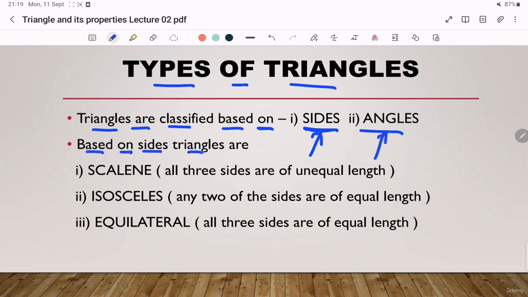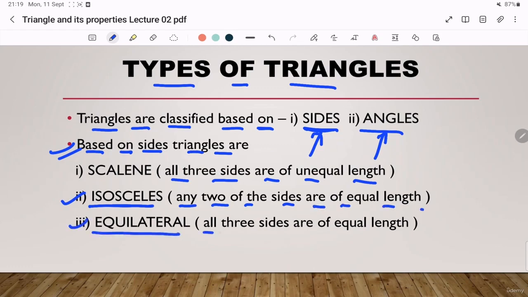Based on sides, triangles are: first is scalene triangle. All three sides are of unequal length. Second is isosceles triangle. Any two of the sides are of equal length. Third is equilateral triangle. All three sides are of equal length. Now let's see what is scalene triangle. In this triangle, all three sides are of unequal length.